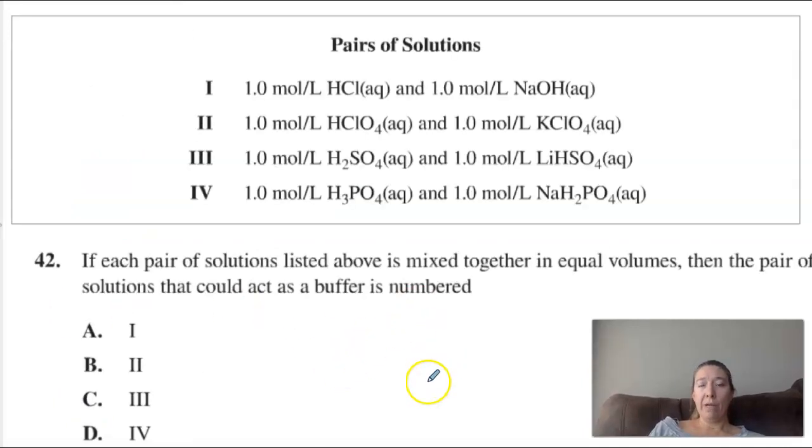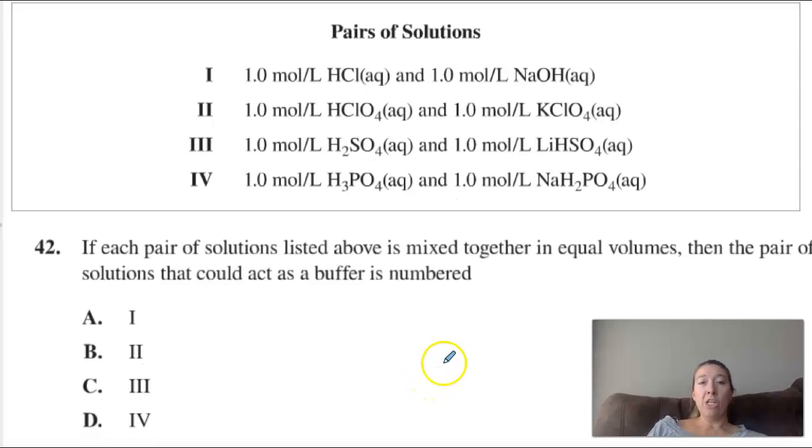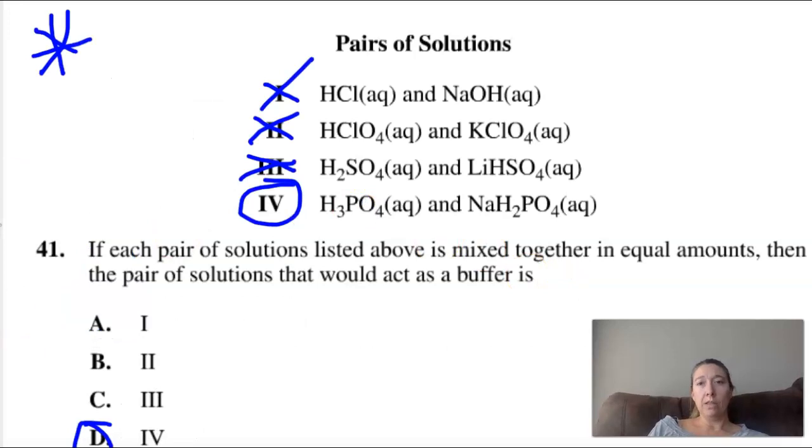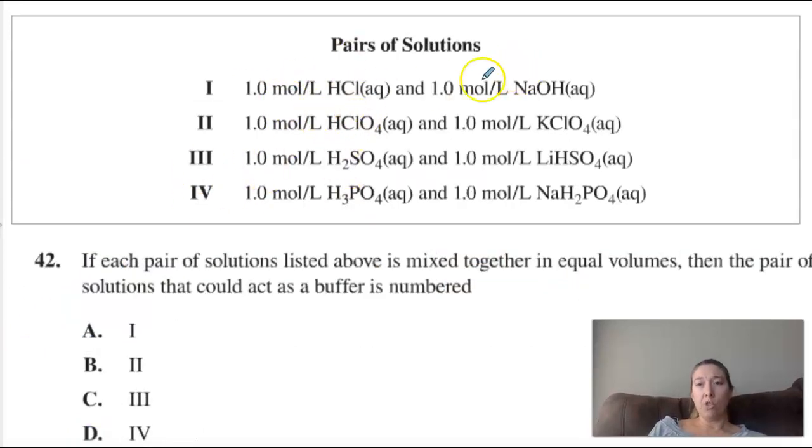Okay, so here's another one, pairs of solution. If each pair of solutions listed above is mixed together in equal volumes, then the one that could act as a buffer is. So this is the identical question to that one. The only difference, they gave us some concentrations in here, right? But same idea, we're gonna get all the way down to option 4 for the same reason. These are not conjugates. These are conjugates, but they are strong, so they're out of the mix. So we are looking at D for our answer, okay?